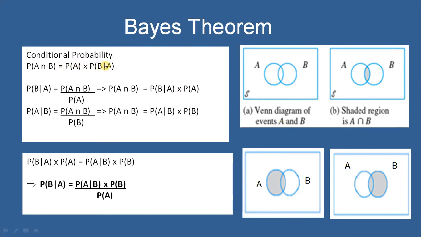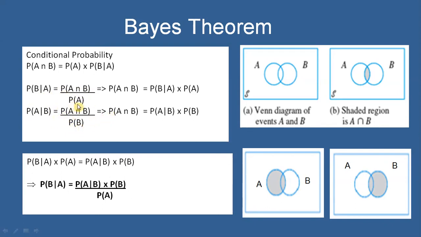We discussed the conditional probability P of A intersection B equals P of A times P of B given A. From this figure, we can understand that P of A intersection B and P of B intersection A are both the same. So the joint probability P of A intersection B, or we can say P of A comma B, is equal to P of B comma A. But the conditional probability P of B given A is different from P of A given B. P of B given A equals P of A intersection B by P of A, whereas P of A given B equals P of A intersection B by P of B.